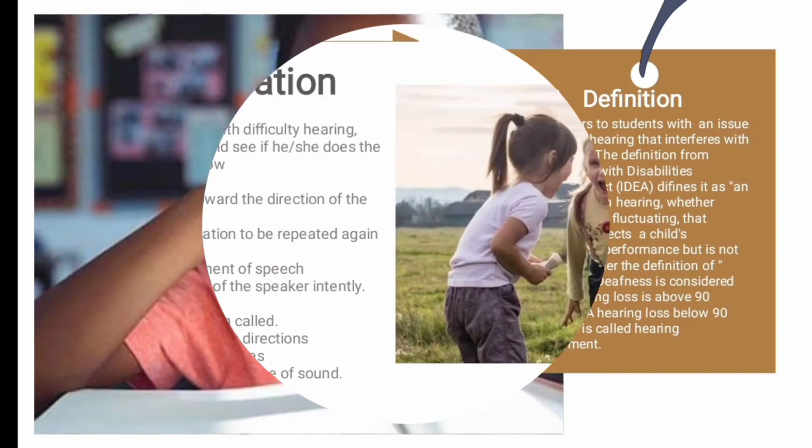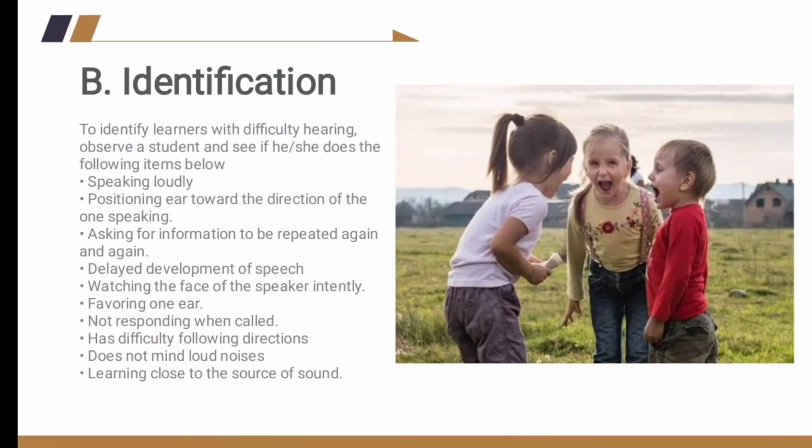So let's now move on to the identification. So in order for us to identify learners with difficulty hearing, these are the following items we must observe. So first is speaking loudly. Usa sa dapat natong mabantayan or ma-consider na ang bata naay problema sa pandungog kung kusog siya makipag-istorya or kusog siya mudag istorya.